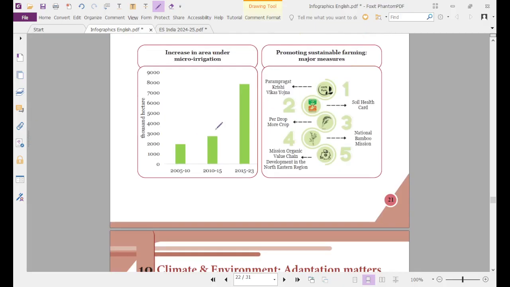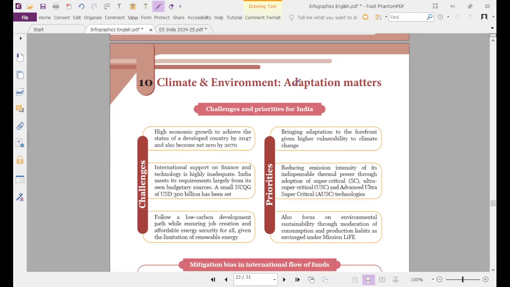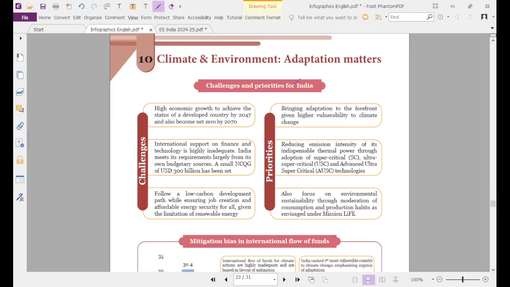Increase in area under micro irrigation, right? Increasing the efficiency of agricultural activities with climate-smart agriculture and precision farming is on the rise. Sprinkler systems in micro irrigation enhance productivity and water utilization. Sustainable farming measures are being promoted. Soil health cards assess the quality of the soil with respect to micro and macro nutrients. Per Drop More Crop. National Bamboo Mission, especially in the northeast regions. Mission Organic Value Chain creation. Paramparagat Krishi Vikas Yojana for organic farming. All these efforts have been taken, along with Pradhan Mantri Krishi Vikas Yojana and many other schemes. Chapter 10 deals with climate and environment, right?